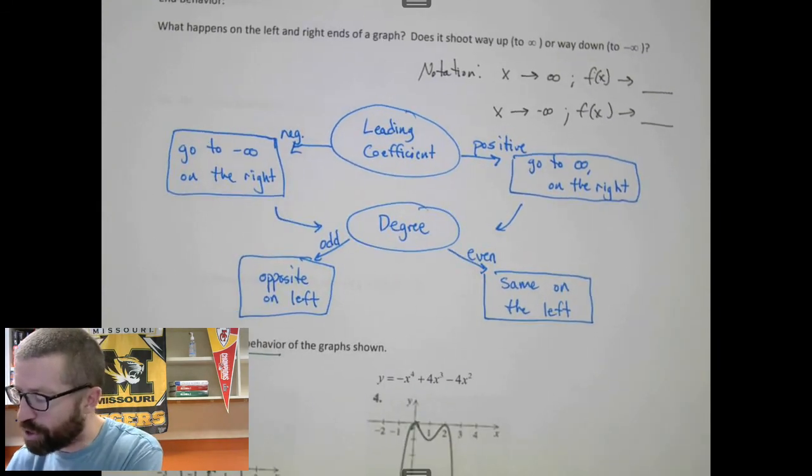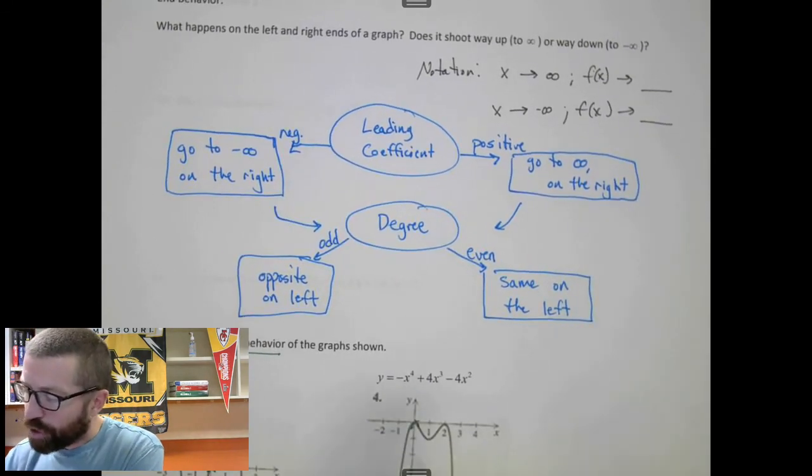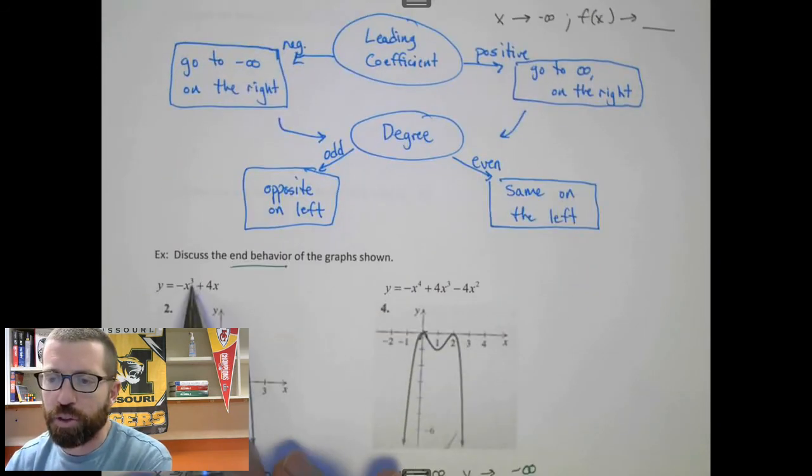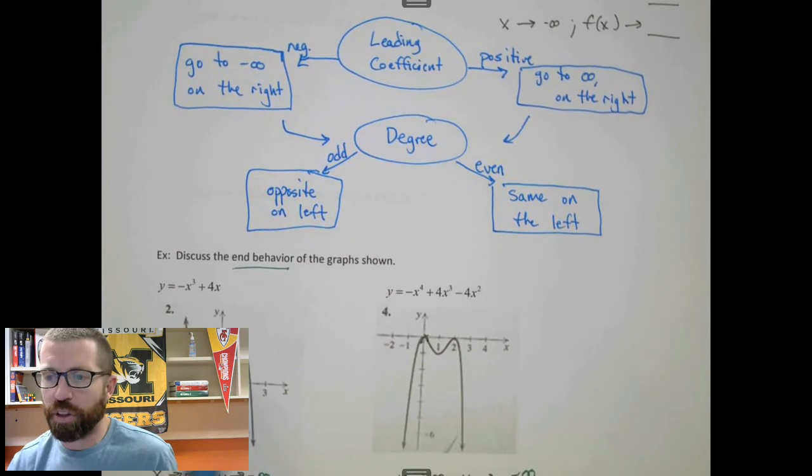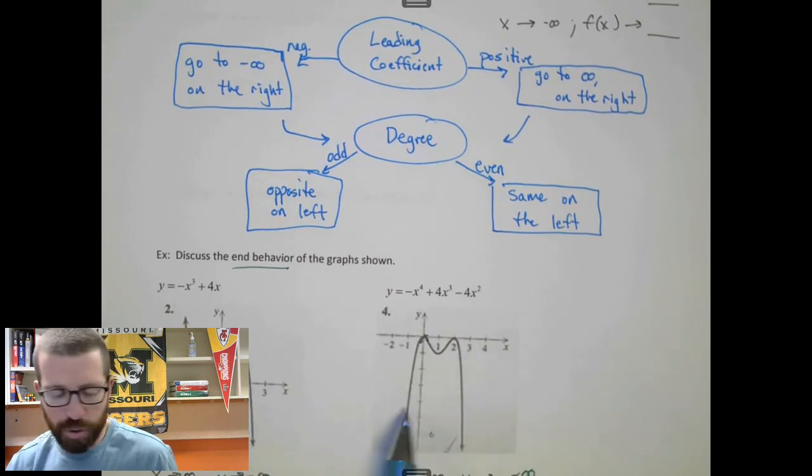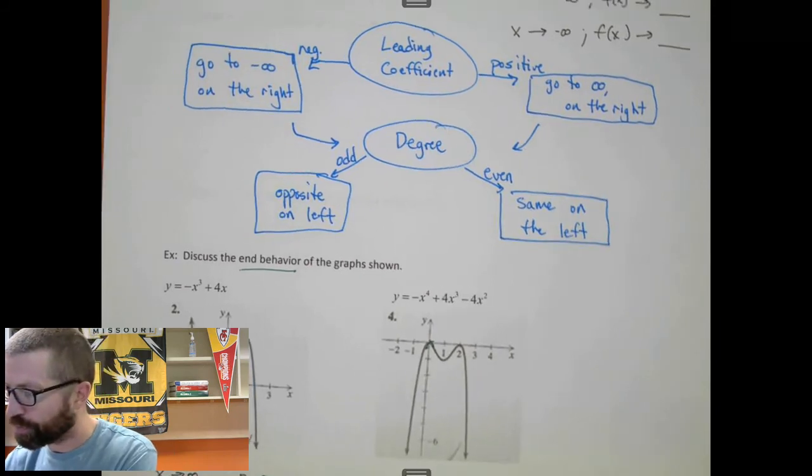Okay, so let's try this. Let's look at this graph. This graph had an odd degree, and so it did the opposite on the left as it did on the right. This graph had an even degree, so they were both the same. They were both going down.